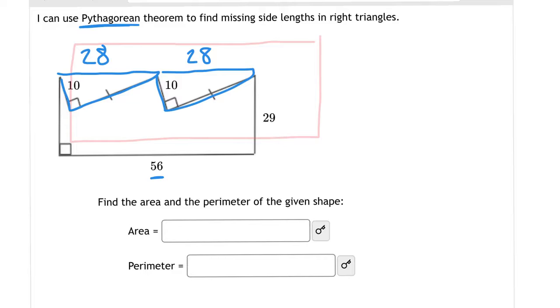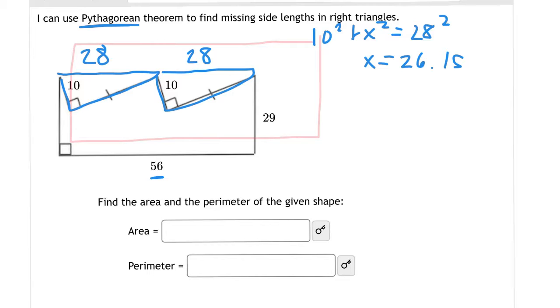And then you can try to figure out how big the missing sides are on that triangle. So you're going to use Pythagorean theorem. So I'm going to do 10 squared plus x squared is equal to 28 squared, and go through and solve that. So if I do that, I can figure out that each of those missing sides is approximately 26.15. I did round that answer.